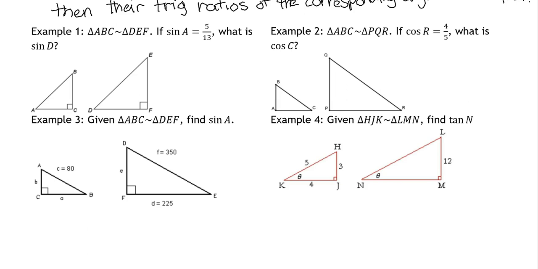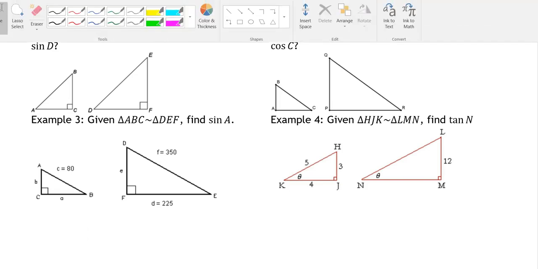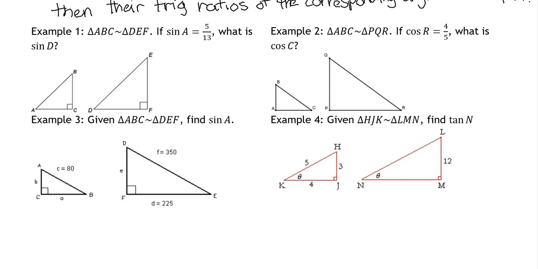Looking at example 1, if sine of A equals 5 over 13, what is the sine of angle D? Well, angle D and angle A are congruent. So the sine of D is going to equal the sine of A, and the sine of A equals 5 over 13. So the sine of D equals 5 over 13. There's not even any math. It's just that easy.